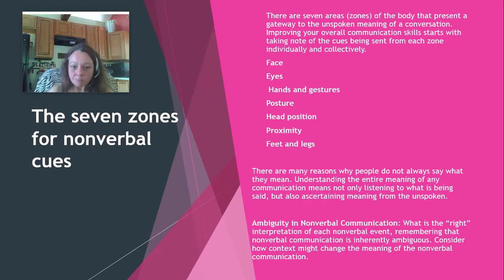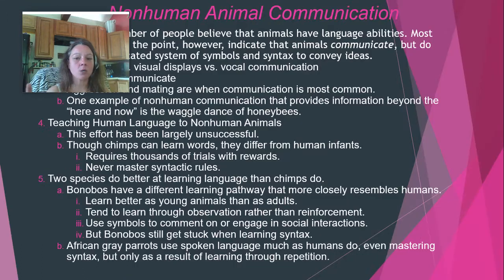All right. So when it comes to looking for nonverbal cues, we have 7 areas of the body that we usually look to: the face, the eyes, the hands, gesture, posture, position of the head, proximity, and then feet and legs. And once again, maybe we don't always say what we mean. Sometimes there's some ambiguity, and that's all about not focusing on one thing and taking it all into context. It's a holistic approach, looking at everything.